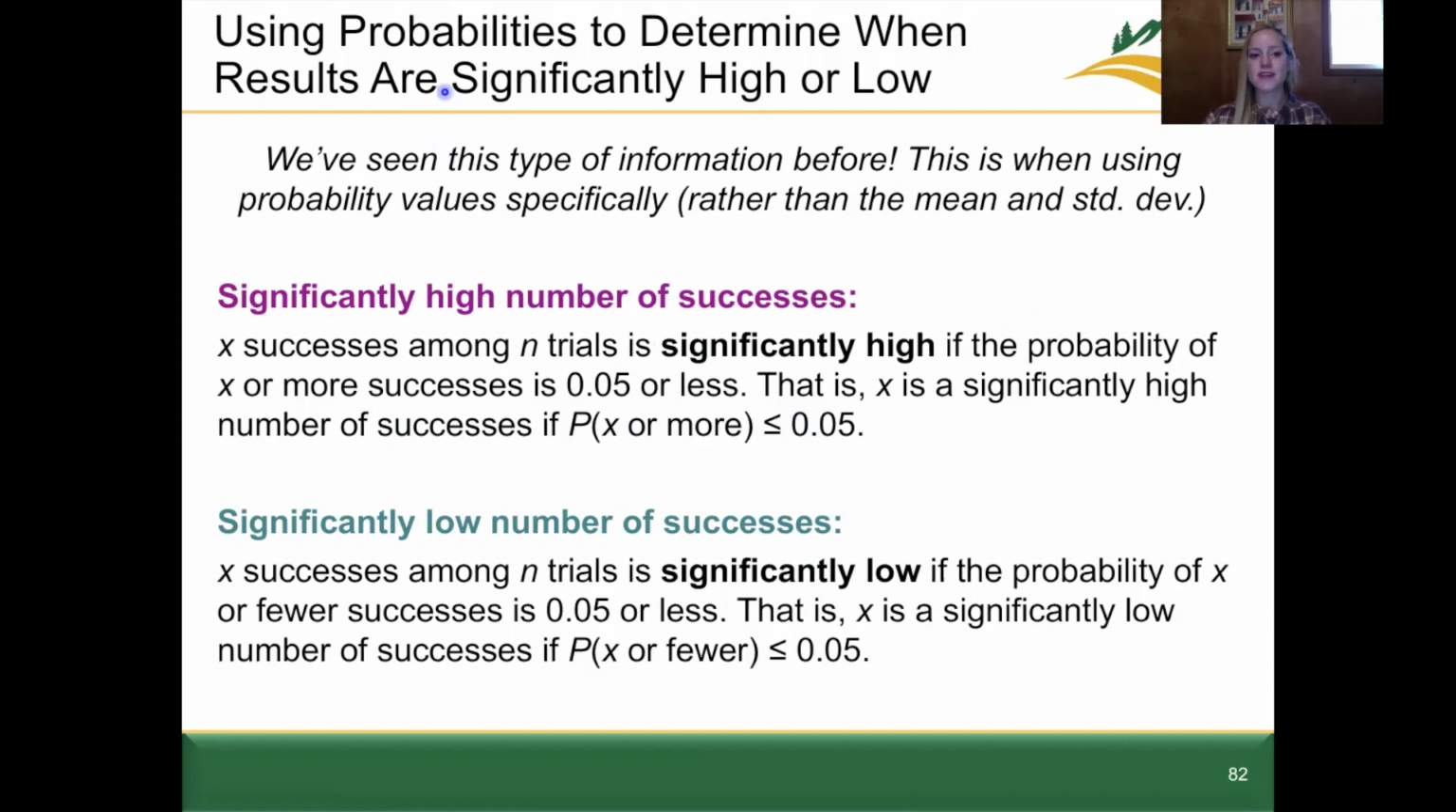Now, when we did this previously, we used probabilities instead of the mean and the standard deviation, and it makes sense that we got the same thing. We determined in both cases that 252 games is a significantly high number of successes. So now you should be comfortable using a probability way of determining significance, both for a significantly high and low number of successes. The key is to figure out the probability and see if it's less than or equal to 0.05 or whatever other value we're given in the problem. It could be 0.01, it could be 0.09.